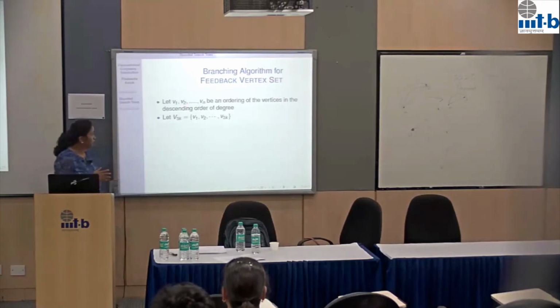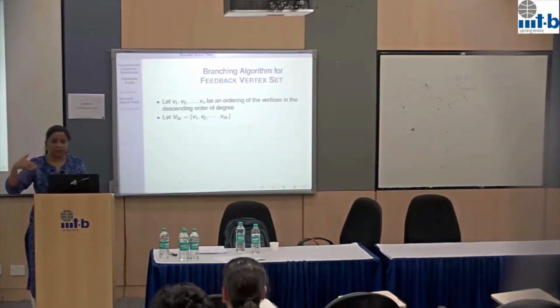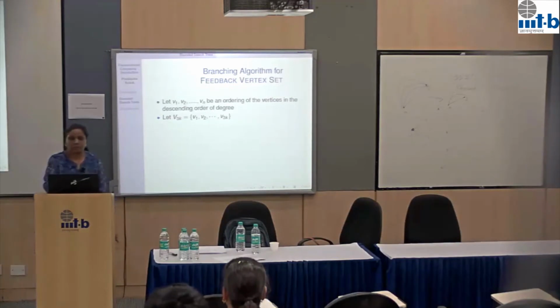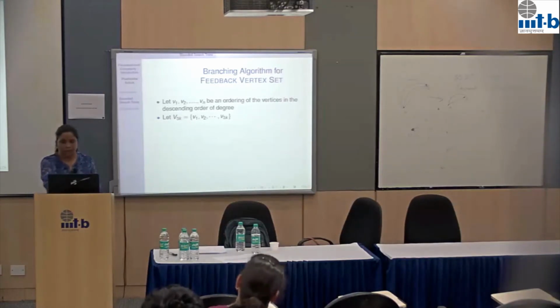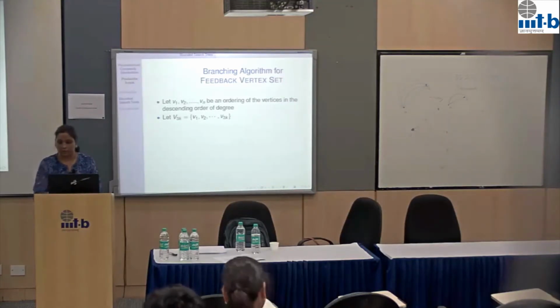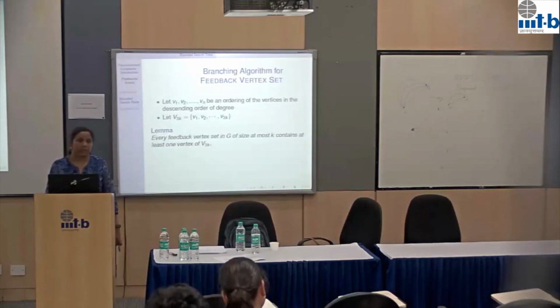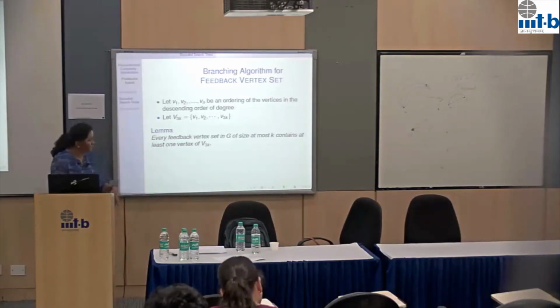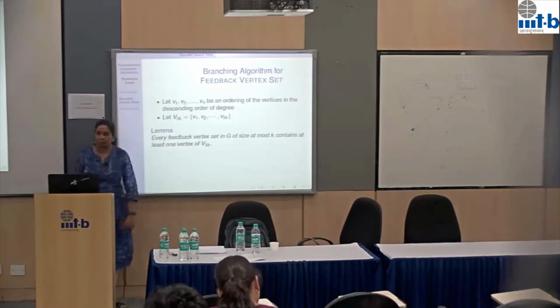For such a graph, let V1, V2, up to Vn be an ordering of the vertices in descending order of their degrees. So V1 is the highest degree vertex, and so on, and Vn has the smallest degree. Let V3k be the set of the first 3k vertices, V1, V2, up to V3k. Now you can prove that every feedback vertex set in G, the reduced instance, of size at most k contains at least one vertex from V3k.